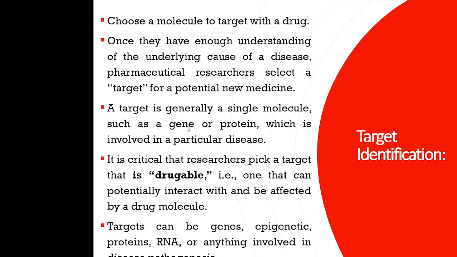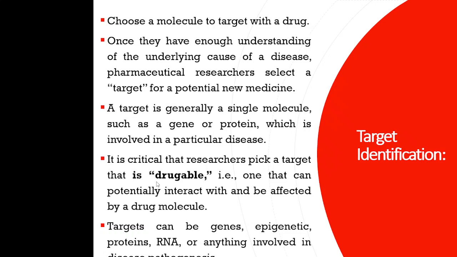Most of the time, the target will be a protein molecule. Sometimes it can be a gene. So most of the time it will be a protein molecule. What we are doing is trying to change or influence this protein molecule. Whichever protein molecule is responsible for the development of disease, that protein molecule we will have to control. Either we have to activate it or we have to inhibit it. That is how scientists normally work.